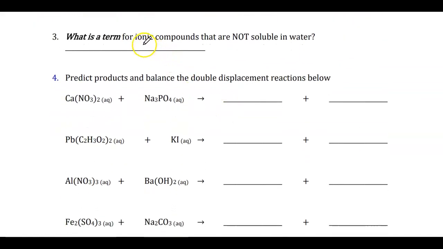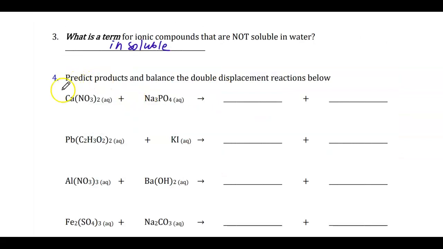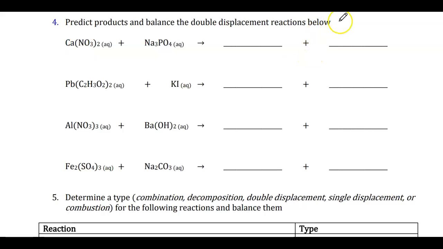What is a term for ionic compounds that are not soluble in water? They are insoluble. Yeah? Am I correct? Insoluble, yes. Okay, so predict products and balance the double displacement reactions below.